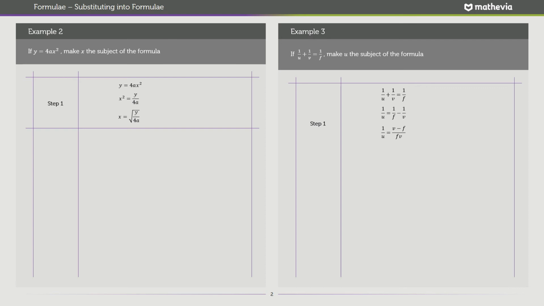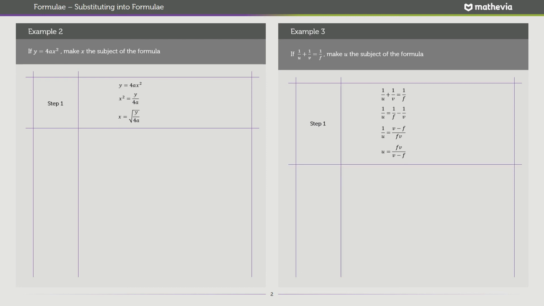And if you have 1 over u equals v minus f over fv, you would agree with me that if you just flip both sides, you have u equals fv over v minus f. And that's it. Really, really simple stuff.